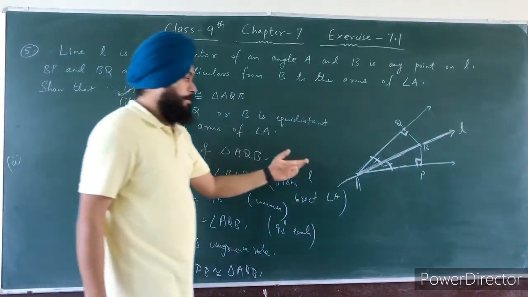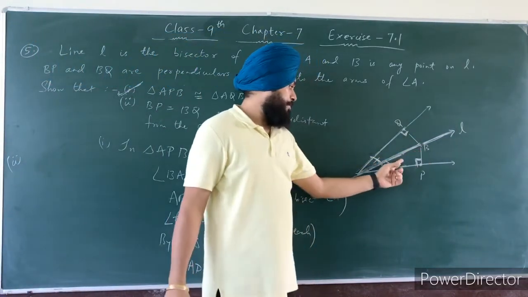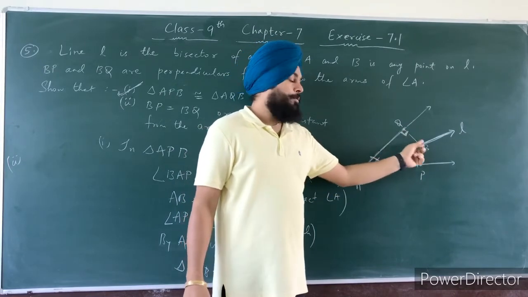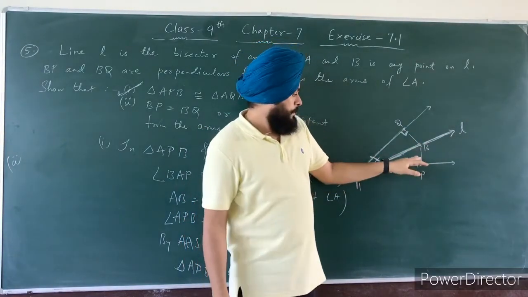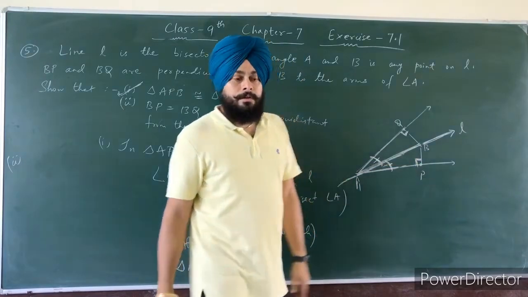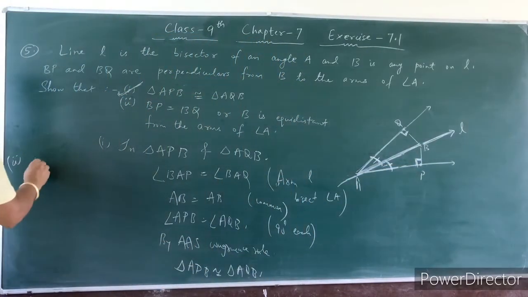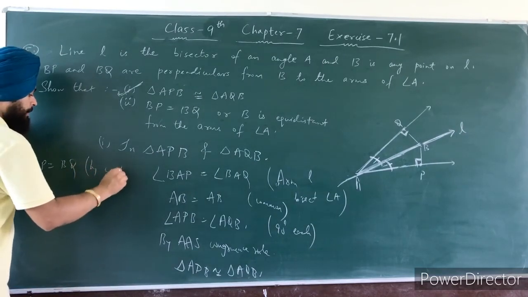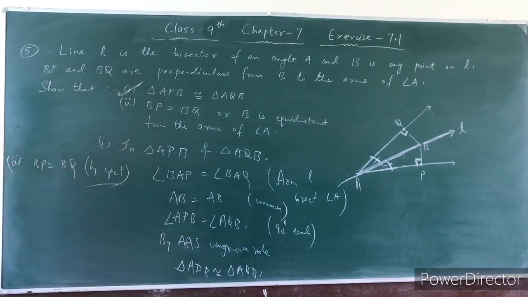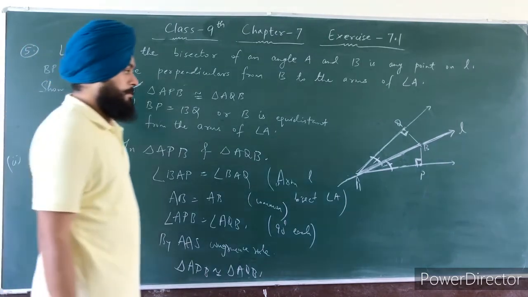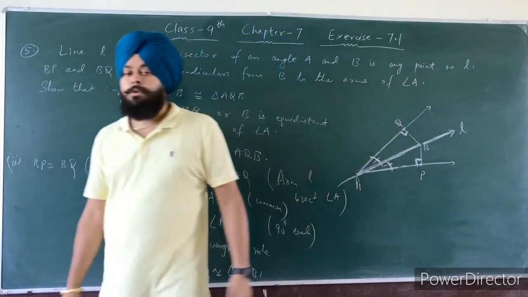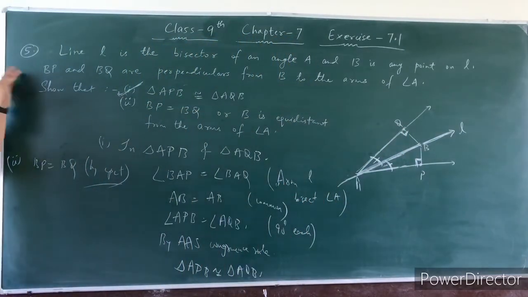In the second part you have to show BP equals BQ. BP is a part of triangle APB and BQ is a part of triangle AQB. We already proved these triangles congruent. Now you can take BP equals BQ. The reason is CPCT, congruent parts of congruent triangles. That's why B is at equal distance from point P and point Q. So students, this is your question number 5. Thank you.